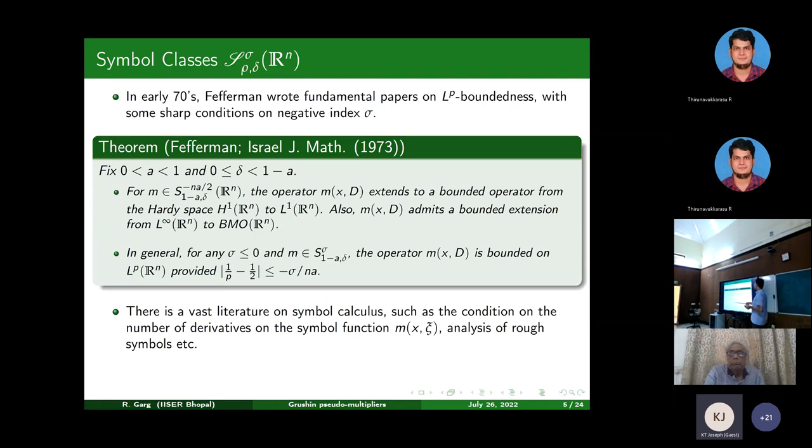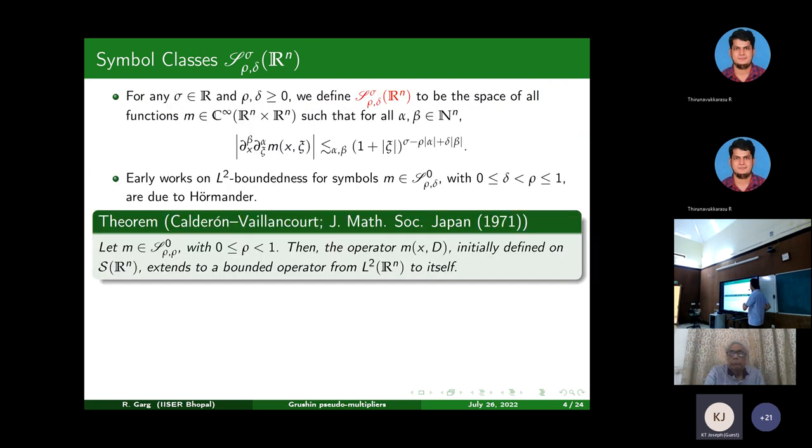There is a vast literature on symbol calculus. So far I have not discussed how many derivatives one really wants in these results. In the beginning, in the definition itself, I asked for smoothness for as many as alpha and beta derivatives. But there is a large literature where various people have looked at what are the optimal conditions on the number of derivatives that are required. So I'll just quickly go back.